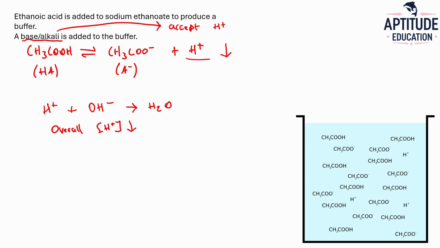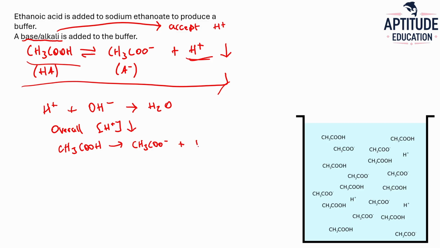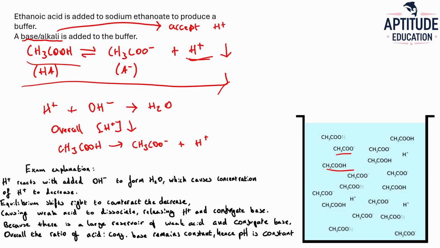And if we use Le Chatelier's principle, we know that this equilibrium will act to counter that decrease in our H plus. So the equilibrium is going to shift to the right. So our ethanoic acid is going to dissociate into ethanoate and H plus to counteract the decrease in H plus when our base was added into our solution. And in doing so, it will allow our pH to remain constant. And because we have this large reservoir of ethanoic acid and ethanoate, the overall concentrations will change very little. They'll remain relatively constant. And so our ratio of acid to conjugate base will remain relatively constant, and that will mean that pH stays very similar.